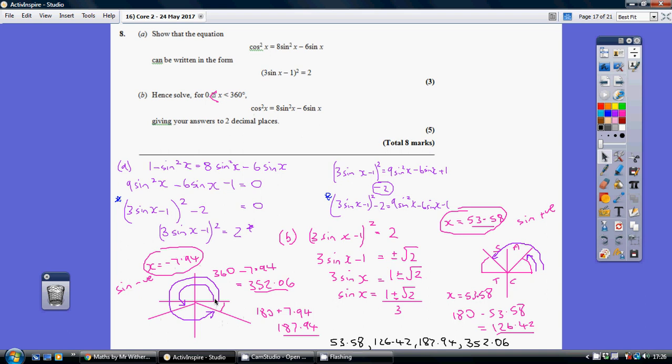So our first solution using this is going to be 180 plus 7.94 degrees. That's 187.94 degrees, and our final solution comes from basically all the way around, 360 less the 7.94 degrees, giving us 352.06. So these two solutions are coming from the minus 7.94, and the 53.58 solution and the 126.42 solution both come from the 53.58. So listing those four solutions in order, we get that.